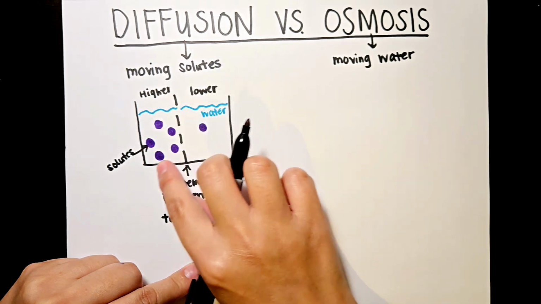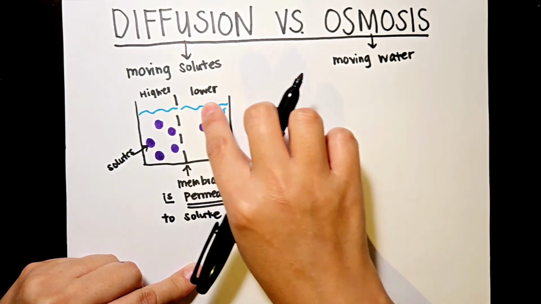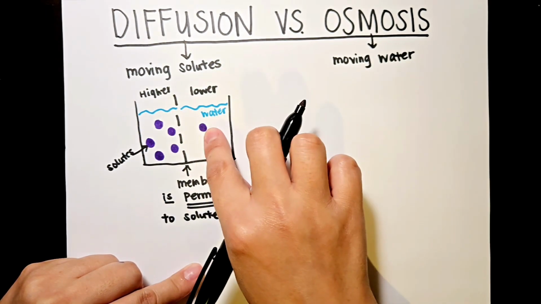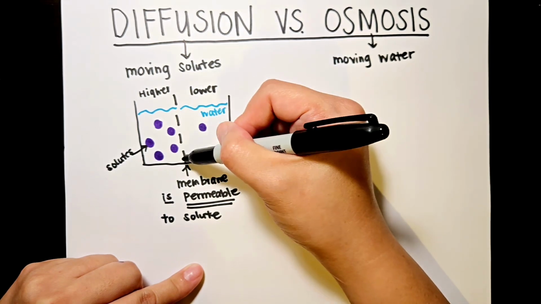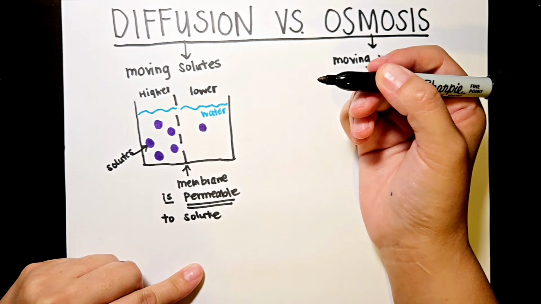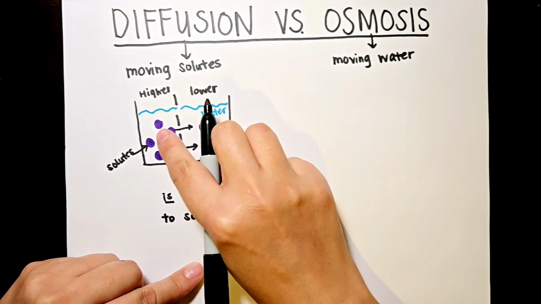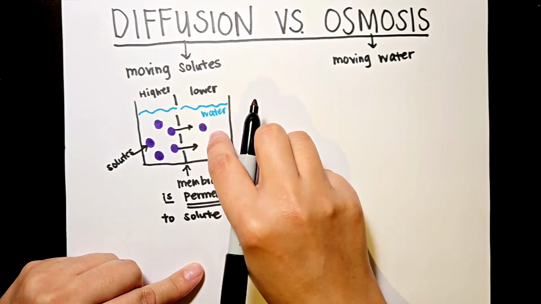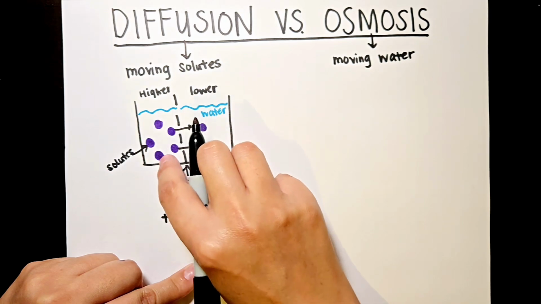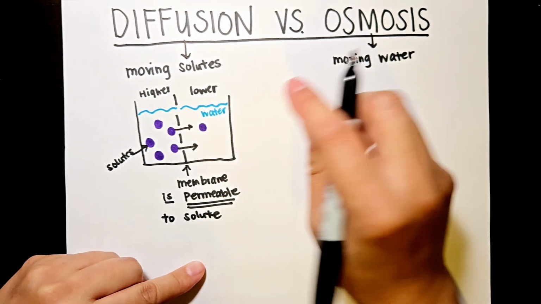Wherever we have a higher amount of solutes, they will always go towards the sides with a lower amount of solutes. The solutes themselves can move in this case because the membrane does have holes that are big enough for these solutes to pass through. So these purple solutes will just cross over to the other side until they reach equilibrium. In this case, 3 purple circles or solutes on both sides.